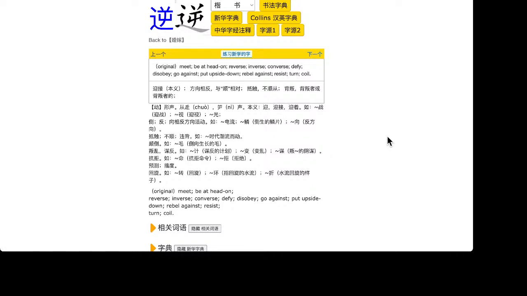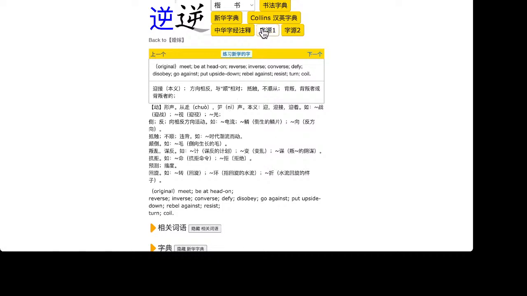Then of course now it means like defy, disobey, go against. Okay, put it upside down. So basically, you are going against, doing the opposite thing. Okay, so this is 逆.